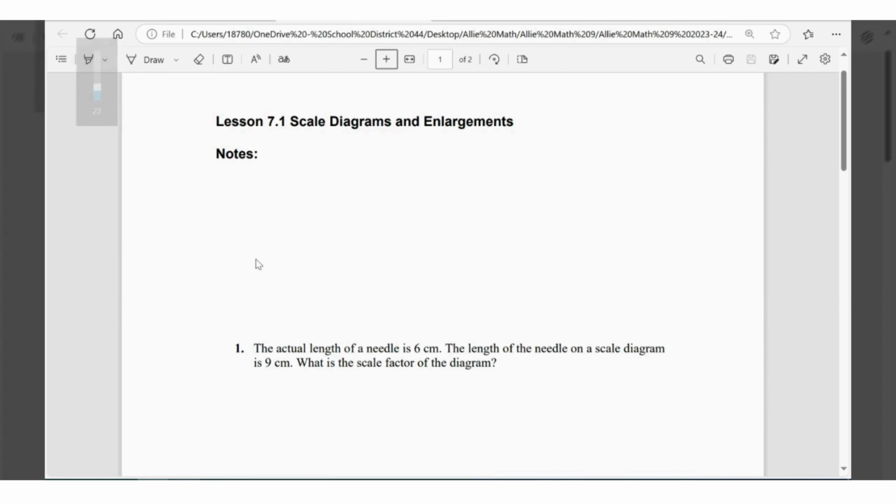Hello everybody, here we are, 7.1 scale diagrams and enlargements, and I need to start very importantly with drawing a couple of smiley faces. Oh no, they're already not to scale, but you'll get the idea. Pretend this is 2 centimeters, this is 5. This would be our scale diagram and our original. And what we're learning about today, scale factor.